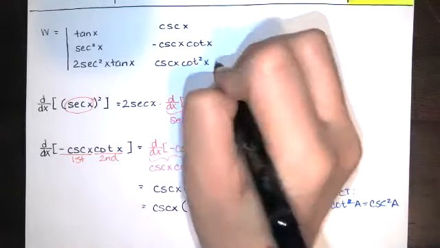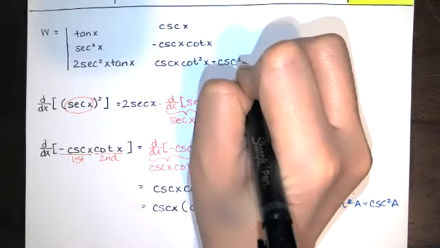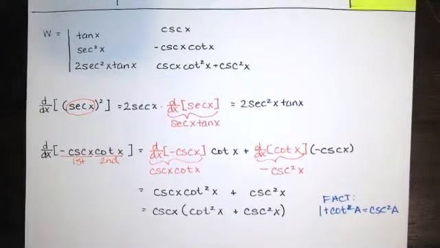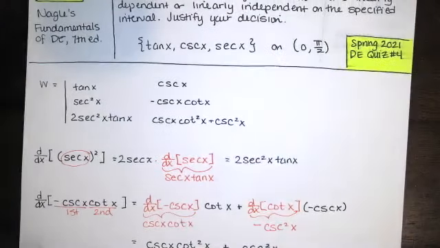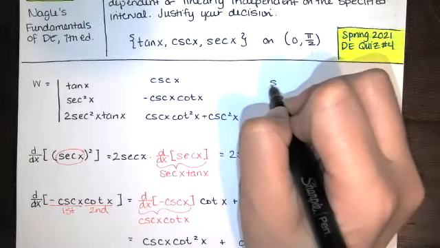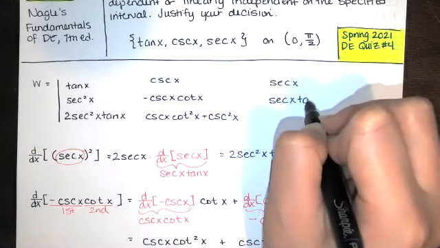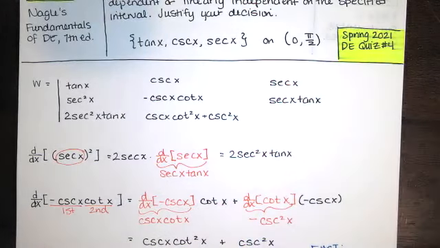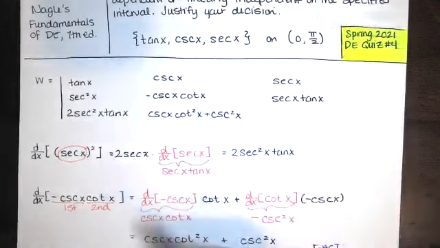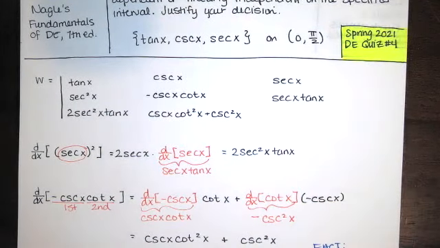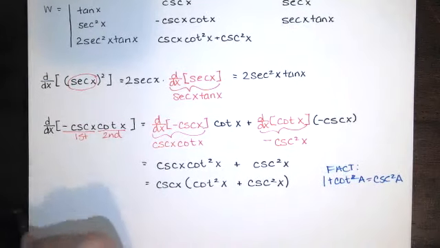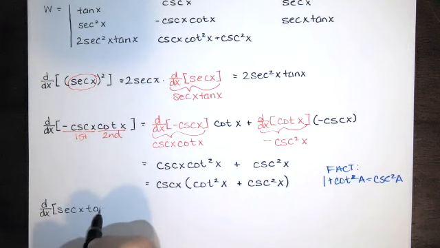Although it may help later when we're expanding this 3 by 3 determinant. Okay, and then in the last column, we'll have the secant of x and its derivative, which is secant of x times tangent of x. And then its derivative by the product rule. I'm not going to write out the work for this one. Well, actually, maybe I should write out the work for this one. Always a good idea. When in doubt, show your work.